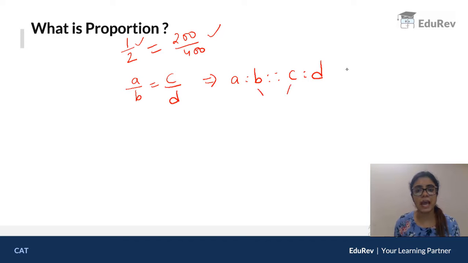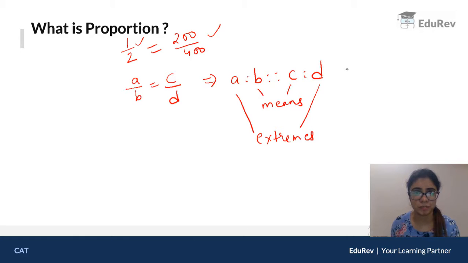Here B and C are called means. Similarly, A and D are called extremes, because they are at the corners and B and C are in the center, so they are called the means. Here A is called the first proportion, B the second proportion, C the third proportion and D the fourth proportion. So there are four proportions in this case.